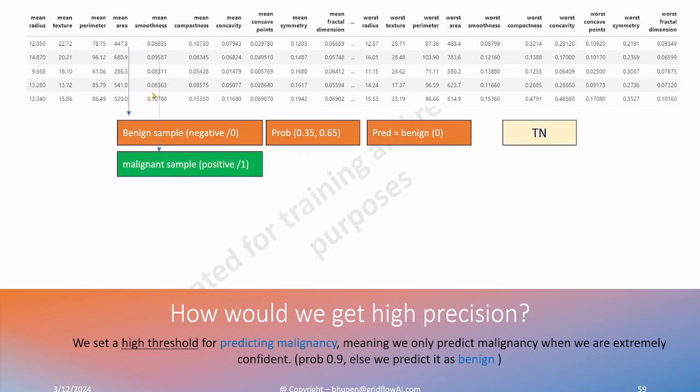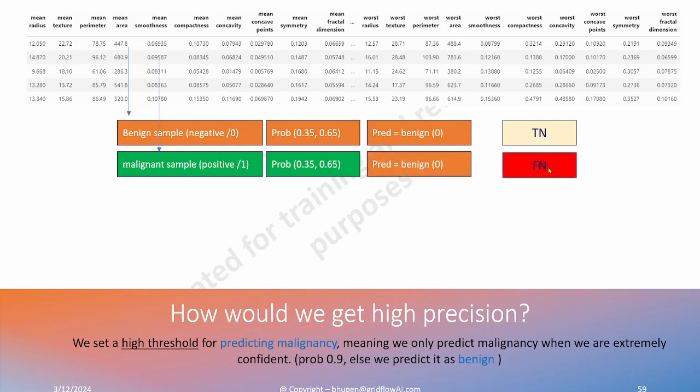Let's talk about another sample, malignant with positive and class of 1. Let's say the model predicts 0.35 and 0.65. So this is positive, but 0.65 is not more than 0.9. So we're not going to say this is malignant. Instead, we're going to say this is benign, and that's going to be false negative.